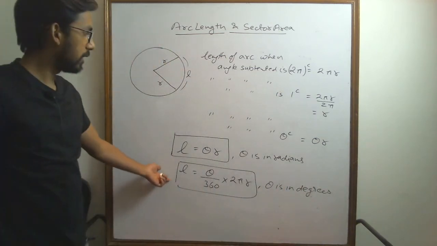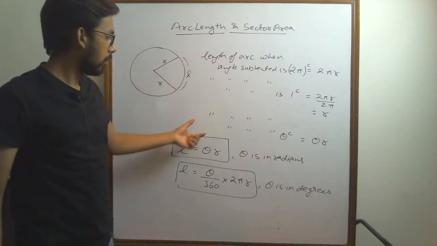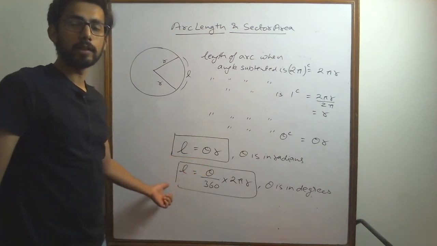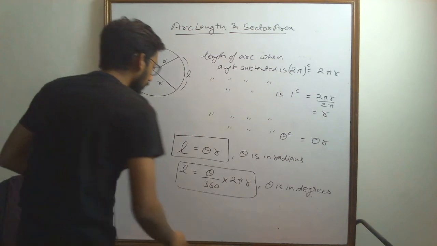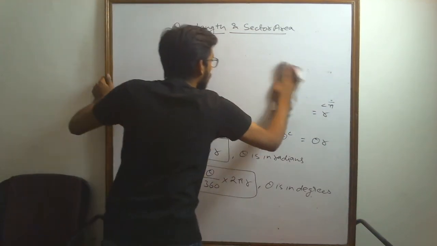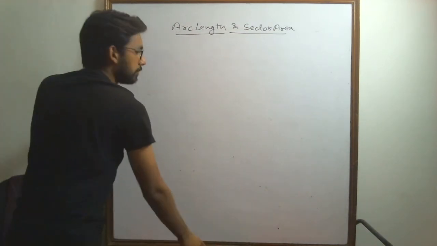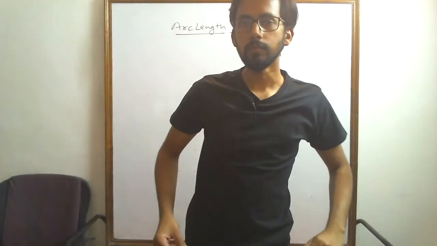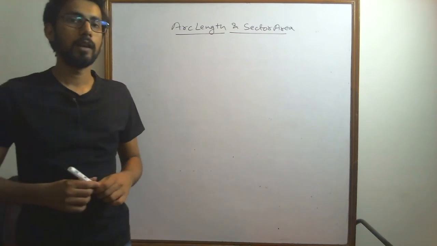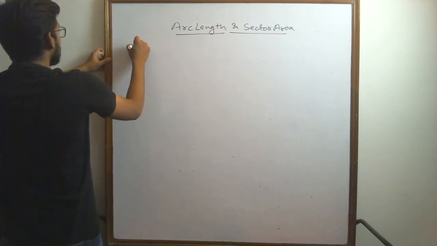This formula can be found by doing the same method here, or by converting this theta in radians to degrees, and we'll get this formula. Now, the second, the area of a sector. The area of a sector can also be written in terms of the angle subtended by it at the center and the radius of the circle. So, sector area.